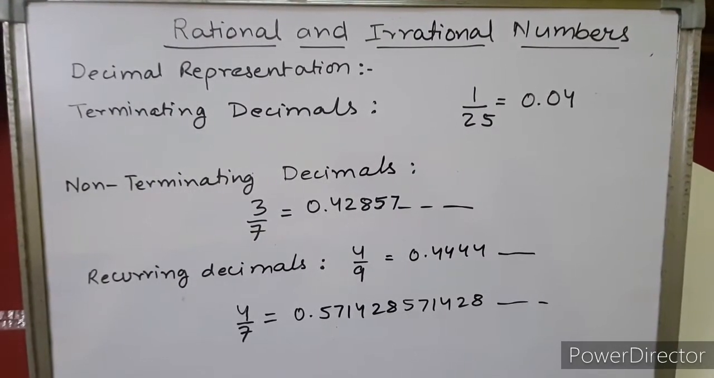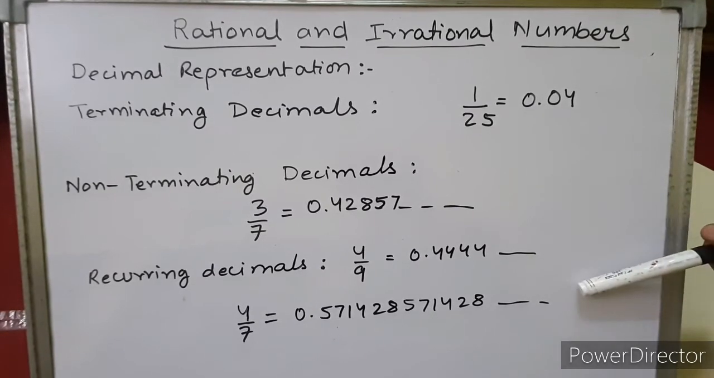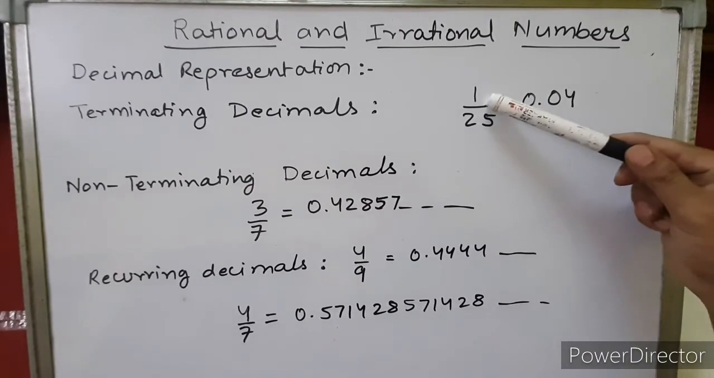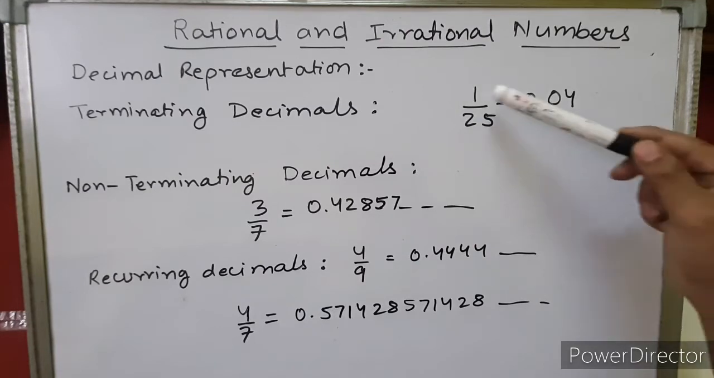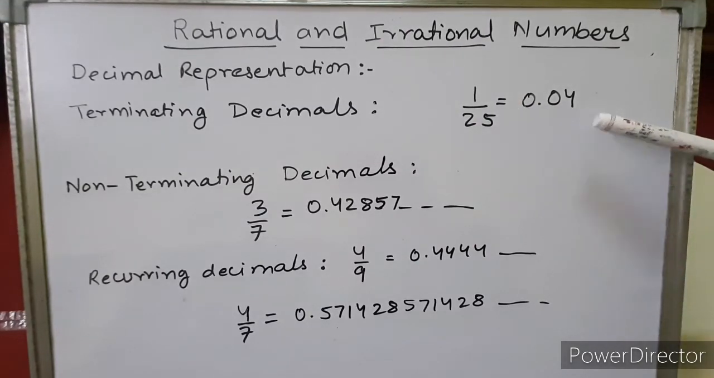Next is decimal representation. Decimals can be represented in three types: terminating decimals, non-terminating decimals or recurring decimals. Now what are terminating decimals? Suppose it is written 1 upon 25. When 1 is divided by 25 we get 0.04. After 4 no more digits come, so this is the exact answer of 1 by 25. So this is a terminating decimal.